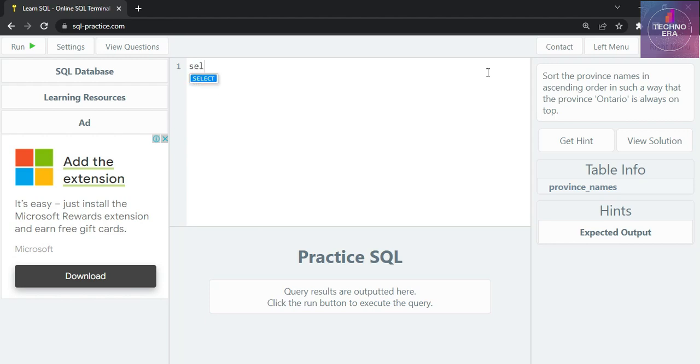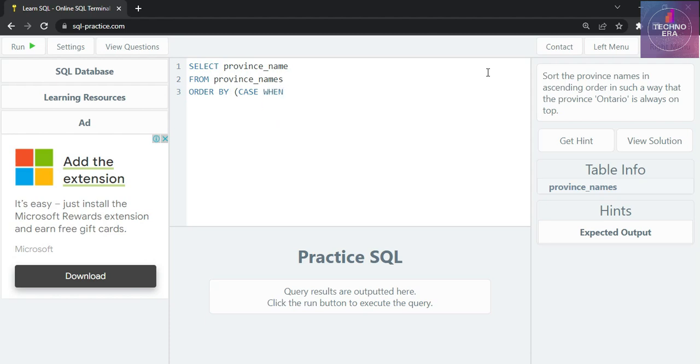So first we will select the province name from the province table. Okay, now we will sort. We will use the ORDER BY clause here. Here I am going to categorize the province name into two different categories, that is 0 and 1. So for this I am using a CASE statement here.